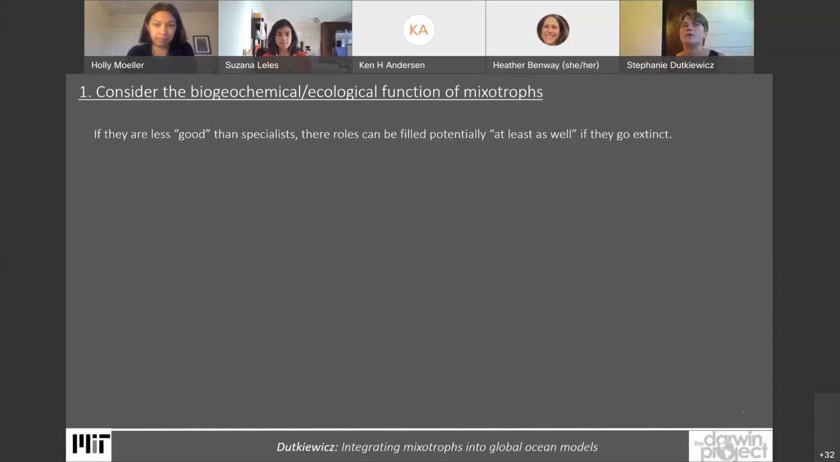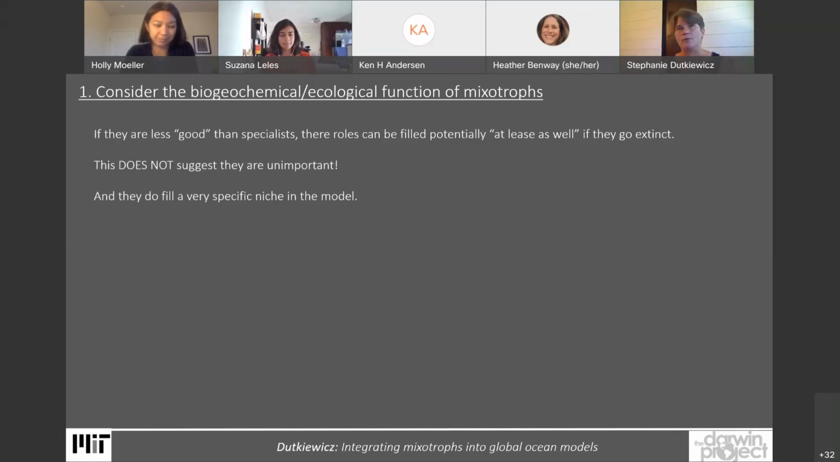And so the sort of query, and I'm throwing this out as something we can hopefully discuss, is if they're less good, and again, I understand that that's not necessarily true for all mixotrophs, but in this case, these dinoflagellates, if they're less good at doing something than their specialists, their roles can be filled at least as well if they weren't, for instance, extinct, as this experiment suggested. That's not to say that the mixotrophs are unimportant. We've seen from the model that they really can dominate in some regions. Their combination allows them to do really well.